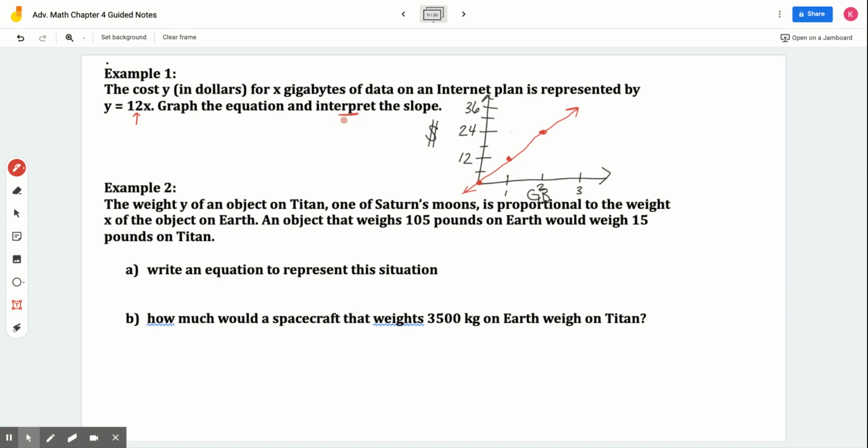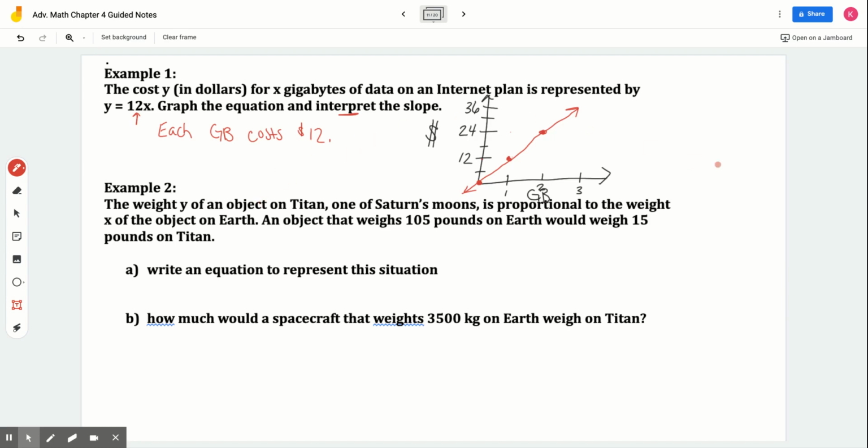And we can draw a straight line through these points. Now, interpret the slope. What does it mean? We can see $12 for 1 gigabyte. We can use our information from this table or this coordinate plane to answer this. We could say that each gigabyte costs $12. And we can see that that is the same for each point on our line. We have $24 for 2 gigabytes. And if we kept going, it would be the same unit cost, $12 for each.